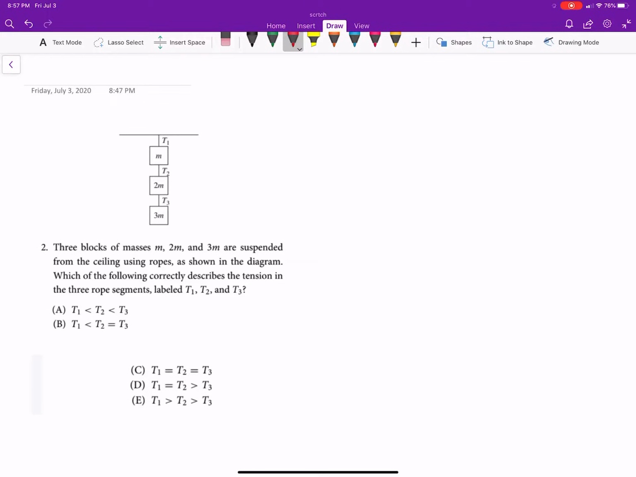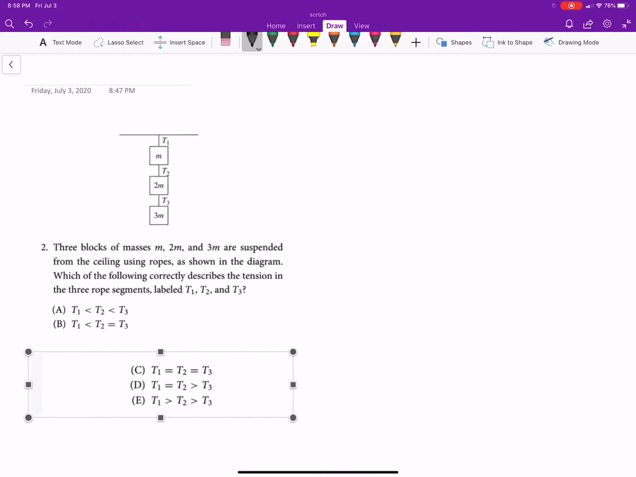Okay, so we're going to do another problem here from the physics. This is from the Conquering Physics GRE book, and this is the second question in the classical mechanics section of the book. It says 3 masses, m, 2m, and 3m, are suspended from the ceiling using rope as shown in the diagram. Which of the following correctly describes the tension in the 3 rope segments, labeled T1, T2, and T3?